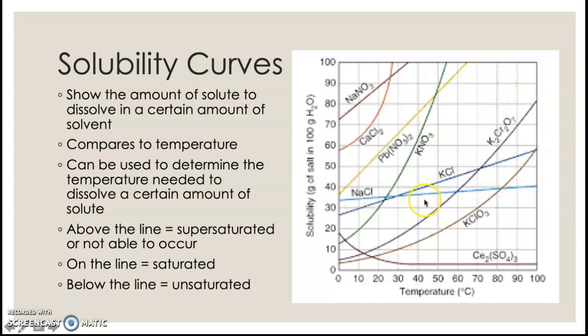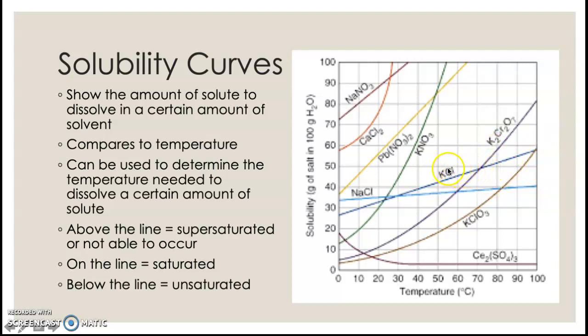But if I, say, had a 50-degree Celsius solution, and I wanted to dissolve as much KCl as I could, I could dissolve about 42 grams. See, I have this KCl line, and I'd go over to 50, up to the line. Okay, now that would be a saturated solution. If I wanted to make a supersaturated solution, what I would do is I would increase my temperature, dissolve my substance, and then I would slowly cool it down.